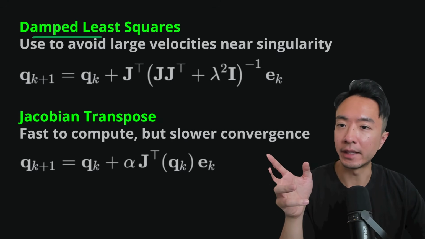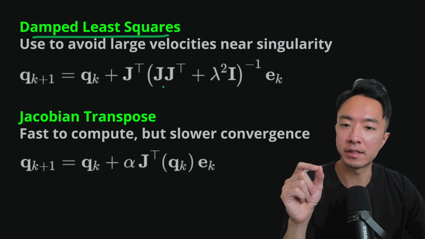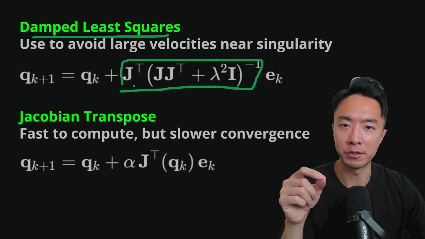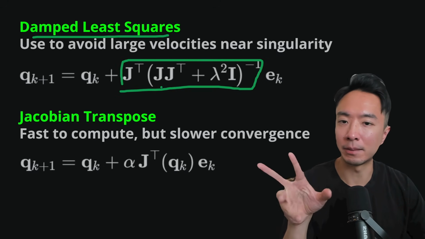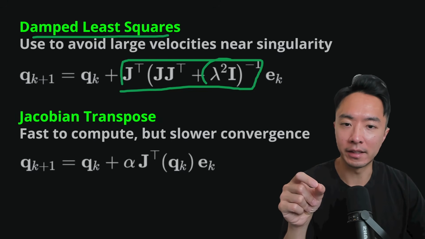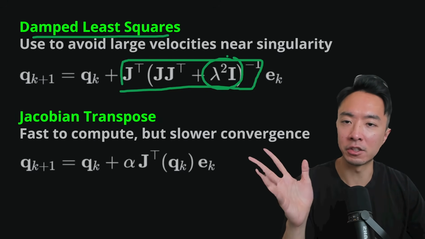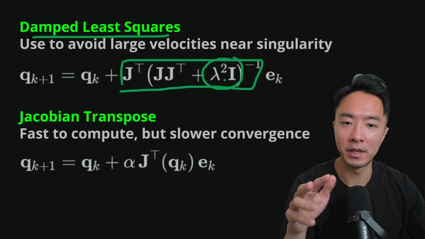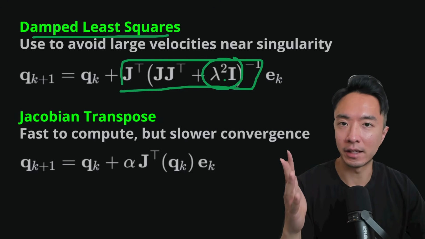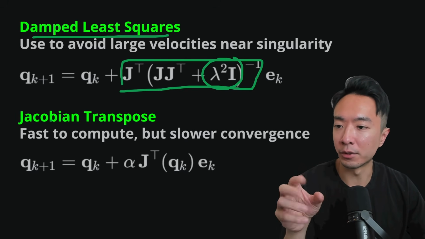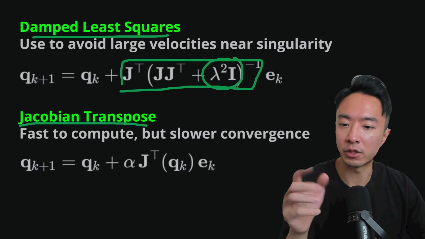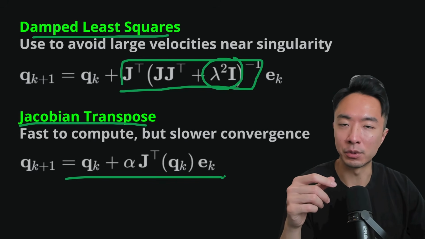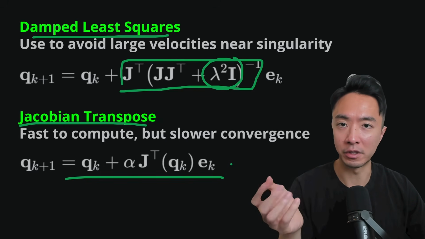Now, you might see different variations of the solution. There's one called the damped least squares. This one has some additional terms that you add to this part, where previously we had our pseudo-inverse, but this right here is the damped least squares version. So you're really adding this part here. This is good if you want to avoid large velocities near singularity. By adding this term, you're essentially putting different weights at different joints. Another approach is to use what's called the Jacobian transpose. This is the solution for that. It's faster to compute in general, but it's going to be slower to converge.